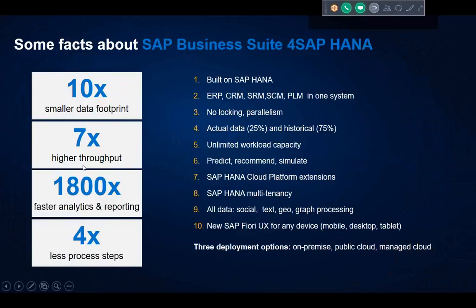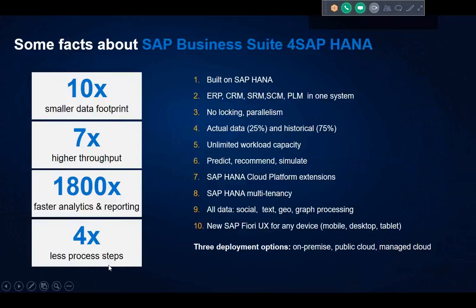And of course, you have a higher throughput, and faster analytics and reporting, almost 2000 times faster, because ERP, CRM, SRM, SCM, PLM are in one system, which makes it real time because they are not different boxes. So there is no batch processing between ERP to CRM, ERP to APO. In APO, for demand planning, you were looking at CIF, or core interface, which just provides the data for APO. It's not going there anymore because everything is one box.